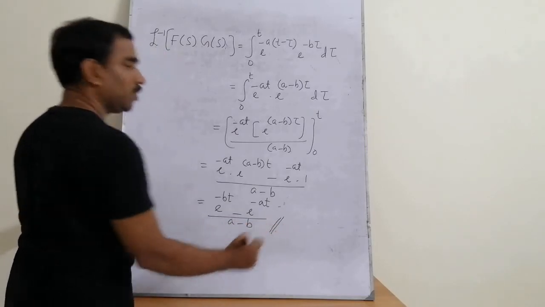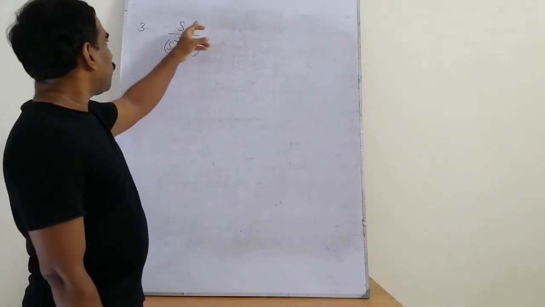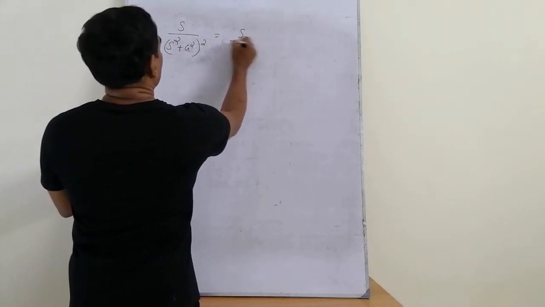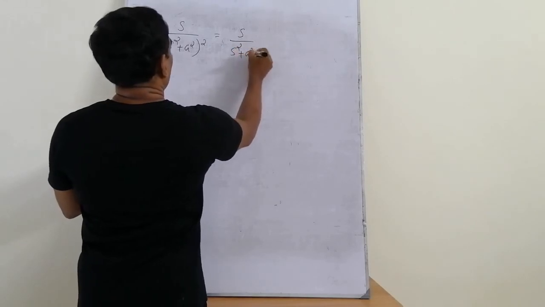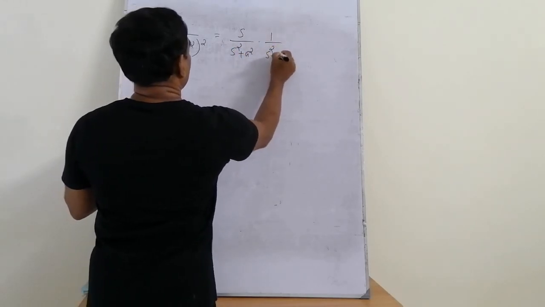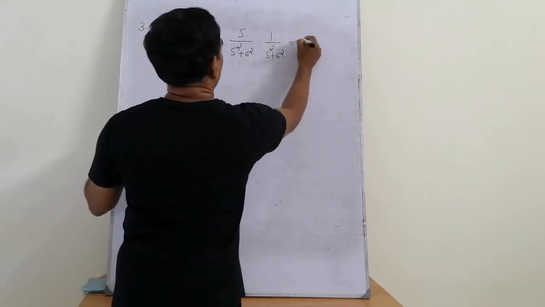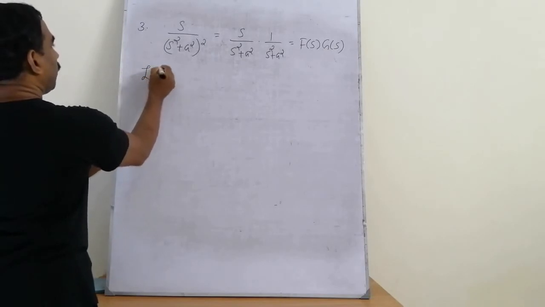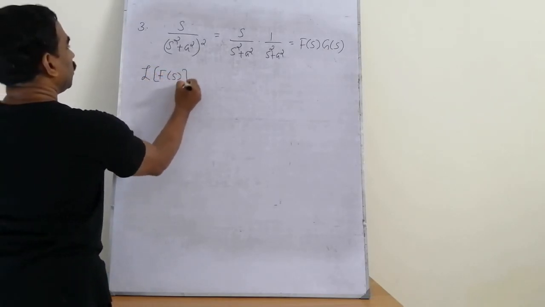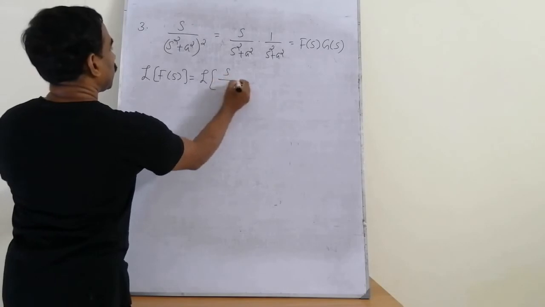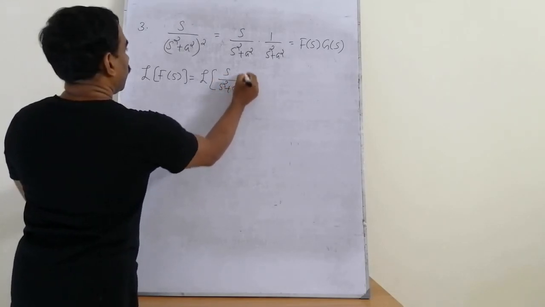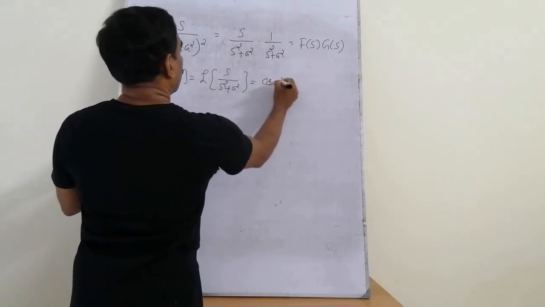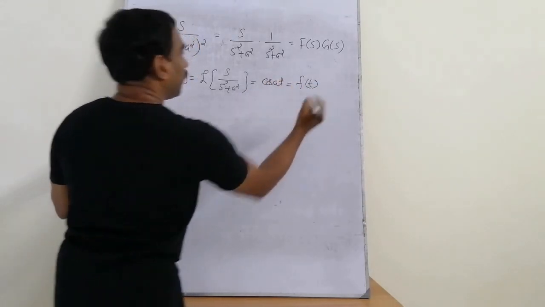Another question: find the inverse Laplace transform of s by (s square plus a square) the whole square. We can split this as s by (s square plus a square) into 1 by (s square plus a square). This is of the form F(s) into G(s), with the Laplace transform of the first expression F(s) equal to L of s by (s square plus a square). And what is this Laplace transform? Its inverse Laplace transform is cos at. Let the function be f(t).